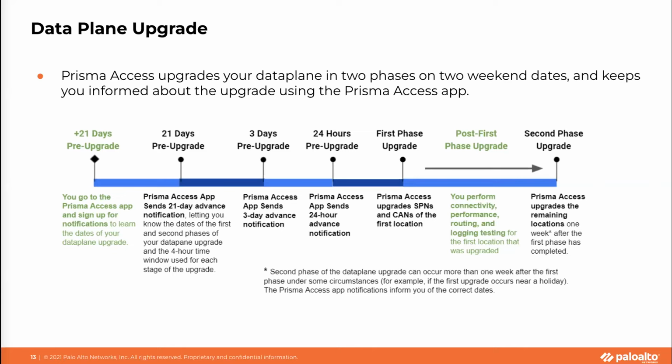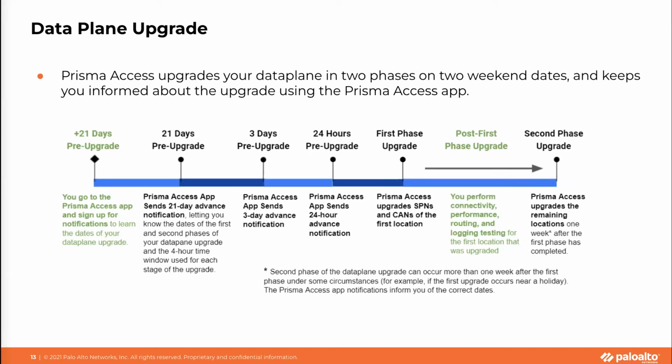As I mentioned, the upgrade process occurs in 2 phases. The phase 1 upgrade covers the location or locations you choose on the first weekend, using the time window you provide, and you are notified via email when the upgrade is complete. If you did not select the location to upgrade first or did not select a time window, Prisma Access makes the choices for you. Between the first and the second upgrade, monitor the first upgrade locations and perform connectivity, performance tests, routing, and logging testing.